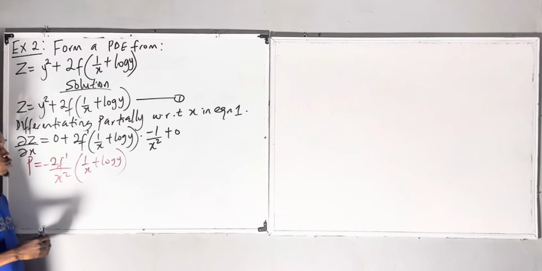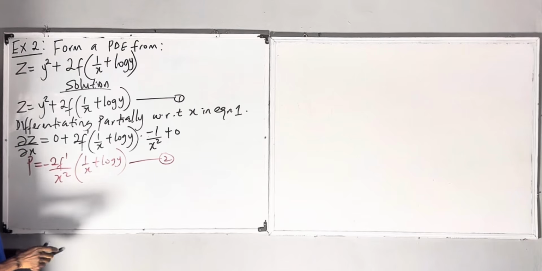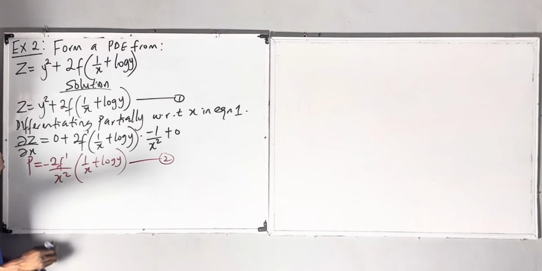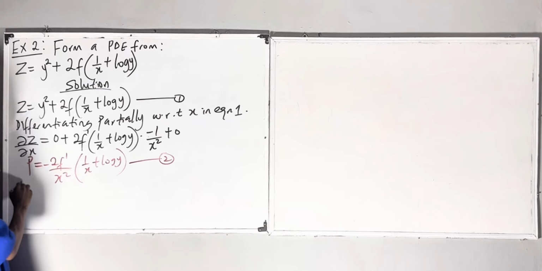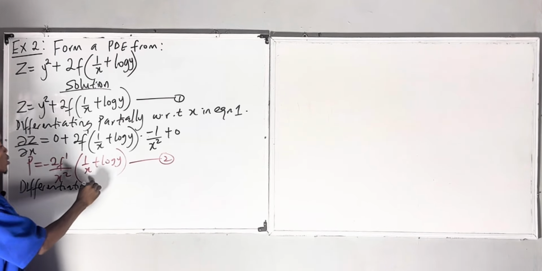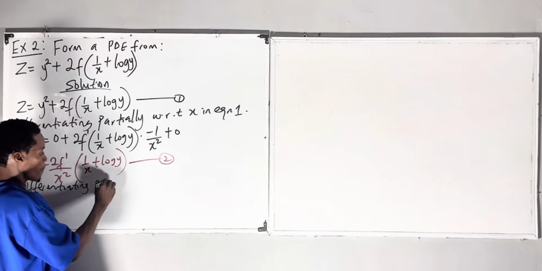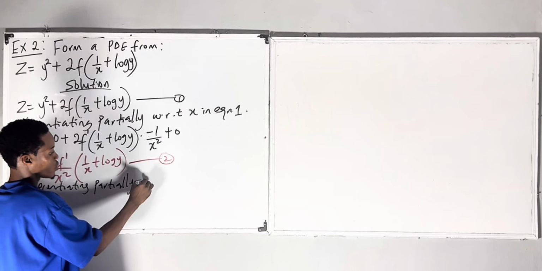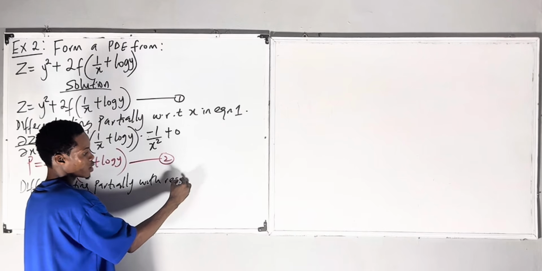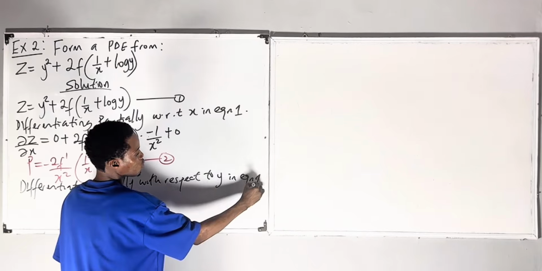So the next is what? I can name this one as equation 2. Next, what? To differentiate equation 1 again with respect to y. So I'm going to have differentiating equation 1 partially with respect to y, with respect to y in equation 1.